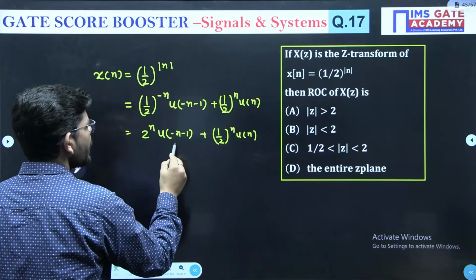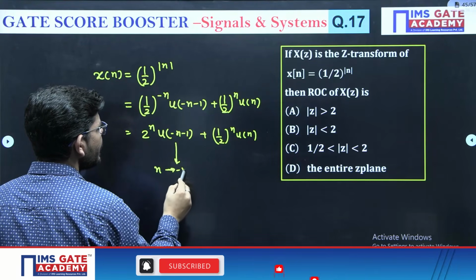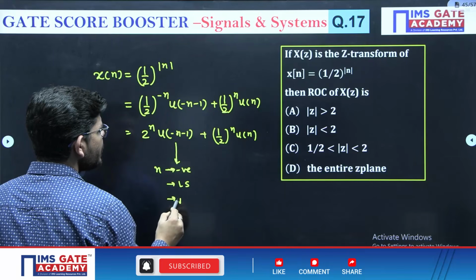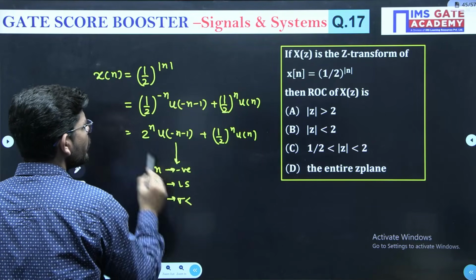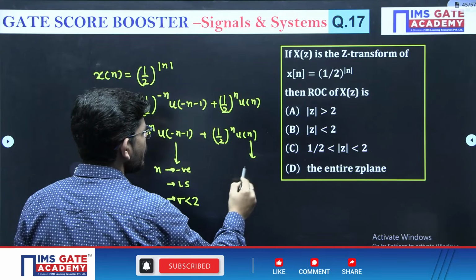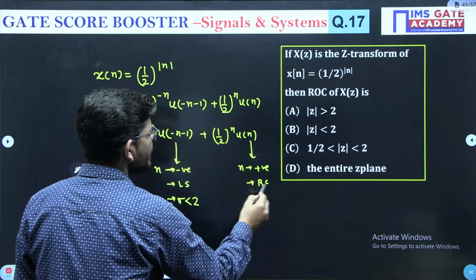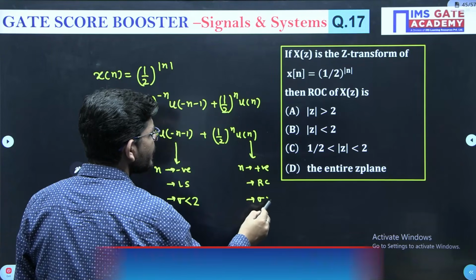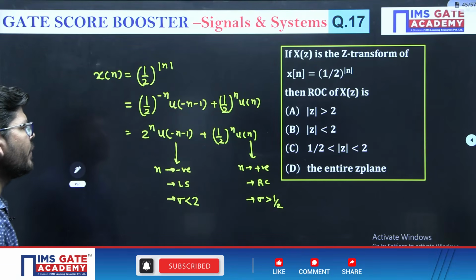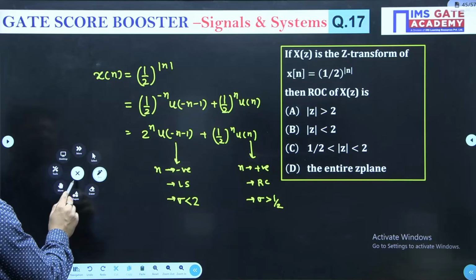Okay, now see. The n here is negative. Negative n means it is left sided. Left sided means ROC will be less than the pole value. Pole value is 2 here. Similarly, if you see here, n is positive. Positive n means it is right sided. Right sided means ROC will be greater than the pole value. Pole is 1 by 2 here. Right. So, greater than 1 by 2 and less than 2.